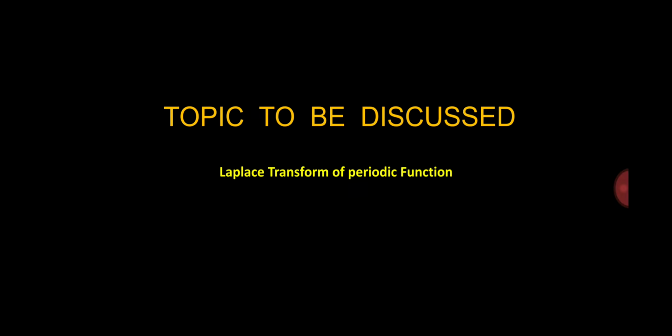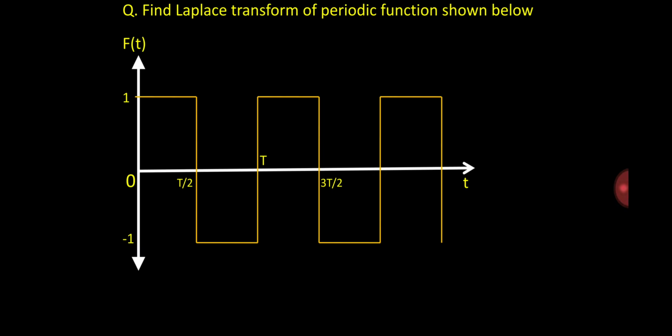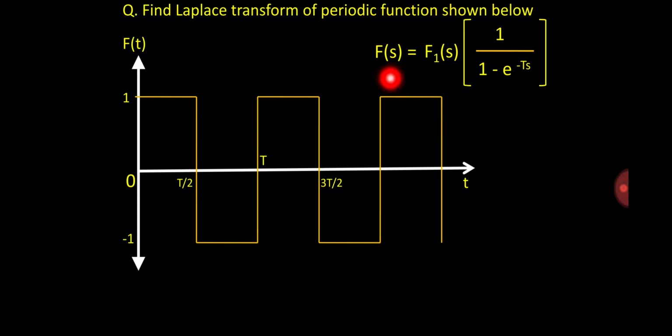In this video, we are going to discuss the topic Laplace transform of periodic function. So this question is with us: find Laplace transform of periodic function shown below. The Laplace transform of periodic function is given by F(s) equals F1(s) into 1 upon 1 minus e to the power minus Ts.